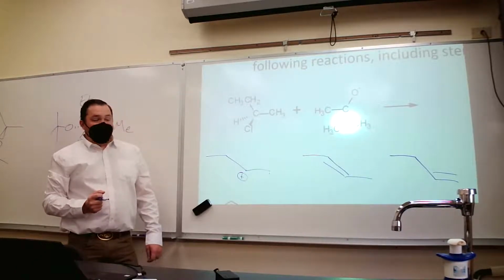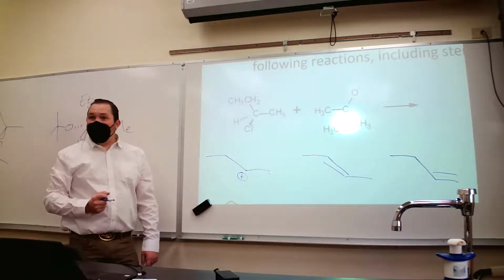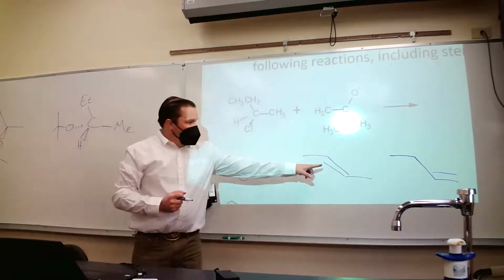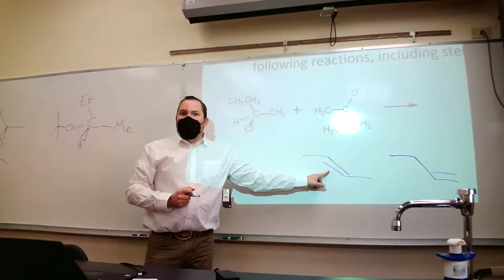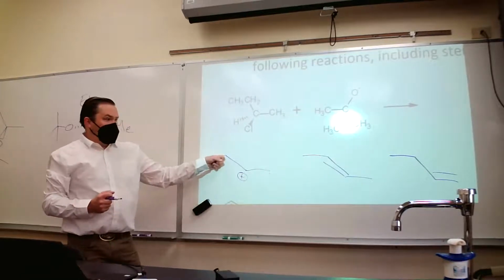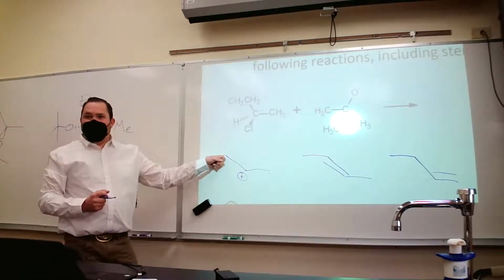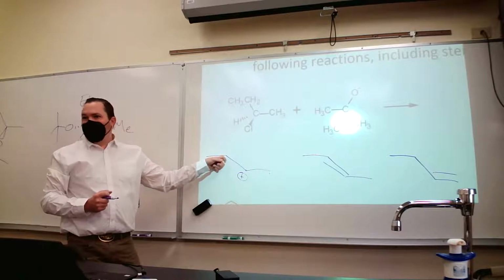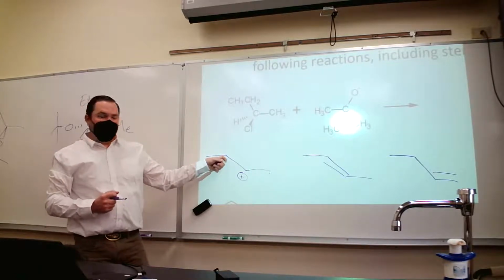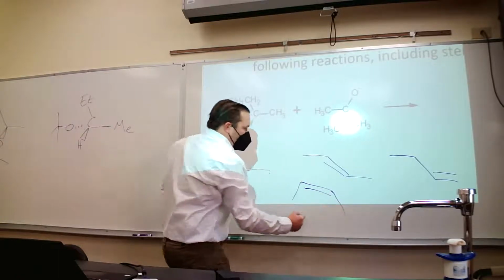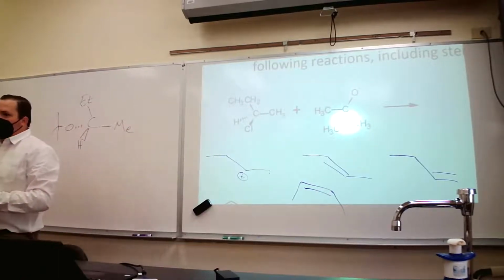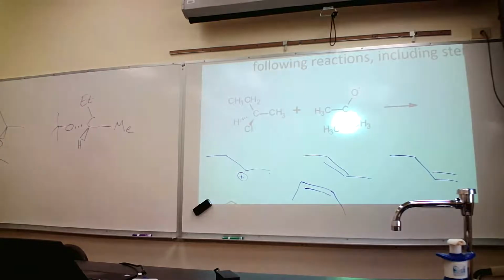And last but not least, we need to watch our stereochemistry. This has a stereoisomer, right? Because this carbon, the alpha carbon that gives us that product, has 2 hydrogens, we're going to get both possibilities. So we will also get Z-2-butene.